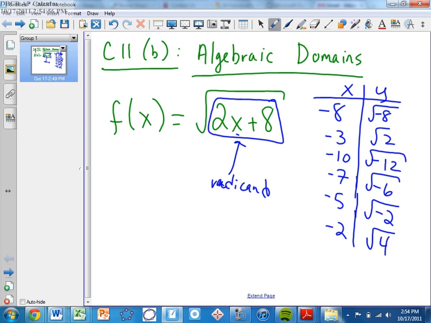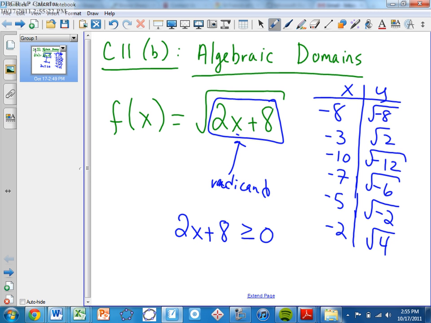How do I write, using mathematical notation, that I want the radicand to be something bigger than 0, or it could be 0 also? Kelly? You do the radical 2x plus 8 greater than or equal to 0. Very good, Kelly. Again, the statement that was just made was we want the radicand to be positive. We don't want the radicand to be negative.